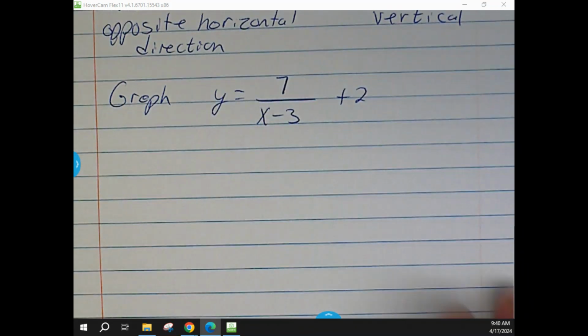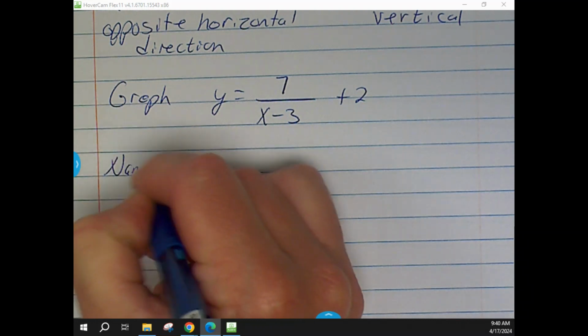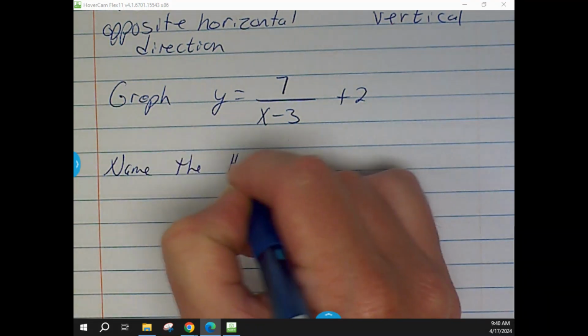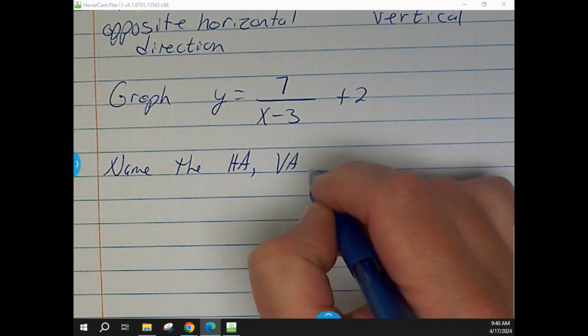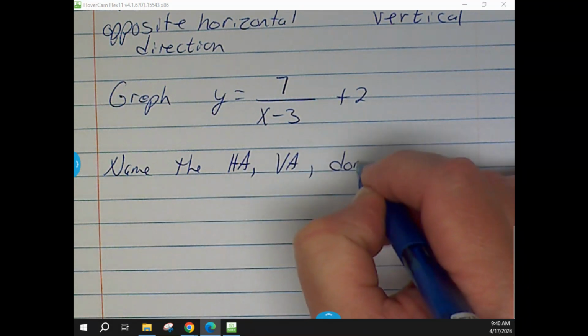So we're going to graph it. We're going to name the horizontal asymptote, the vertical asymptote, and the domain and range.